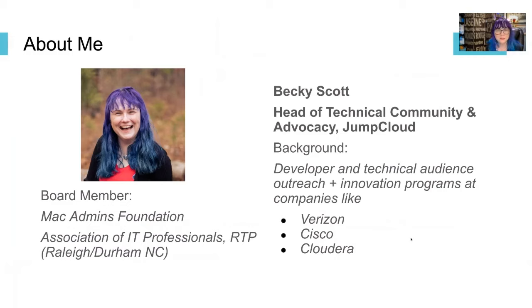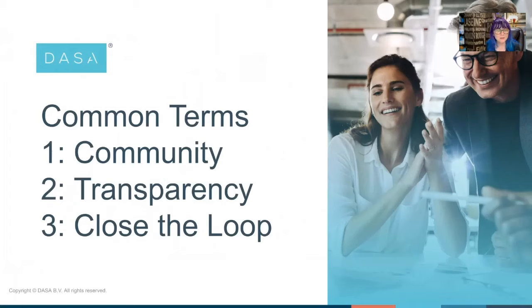And we're going to get started by talking about a few things. I'm going to talk about some common terms that I'm going to be using today and what they mean in this context. I'm going to talk about community and what that means in relation to this topic and why you should be thinking about it, what transparency is in this context, and why it's critically important in innovation programs, and then closing the loop and how that contributes to a successful innovation program.